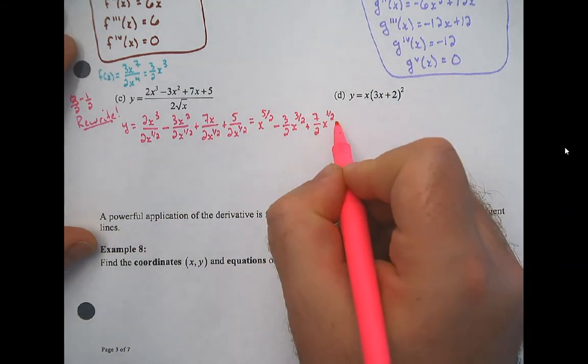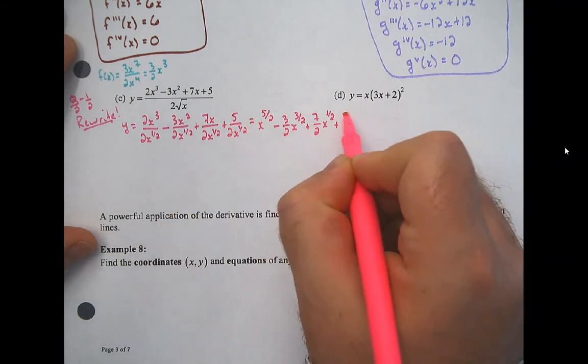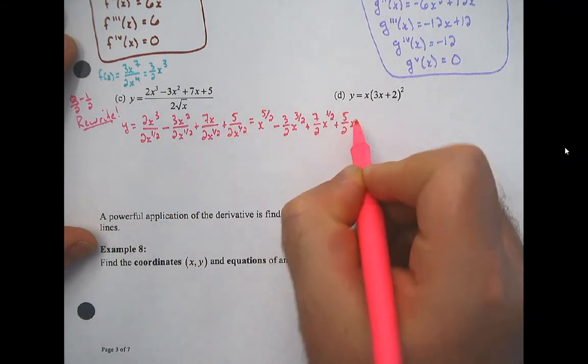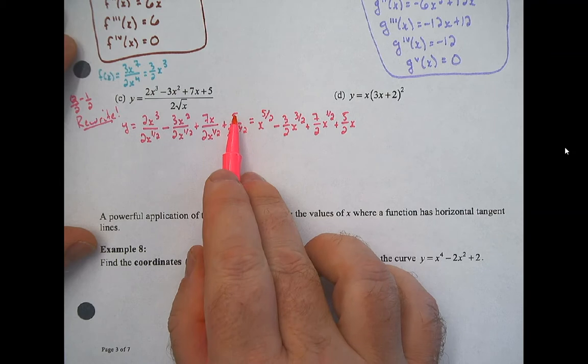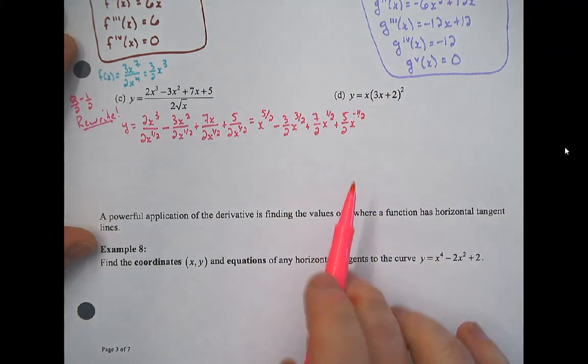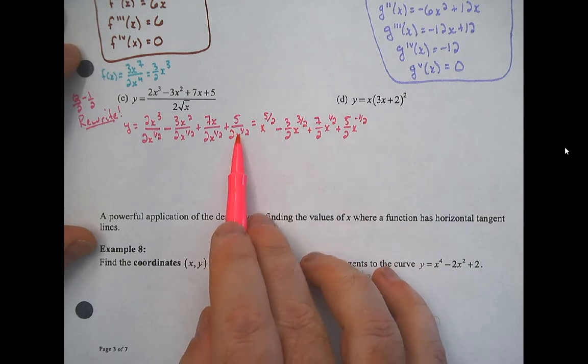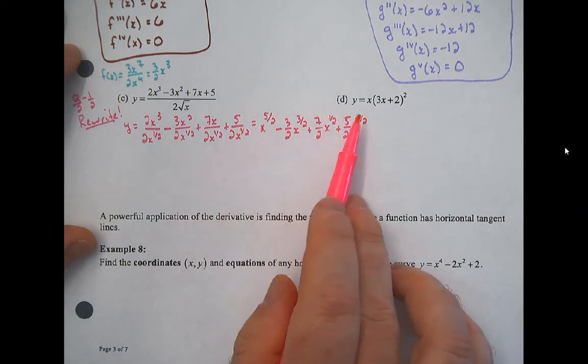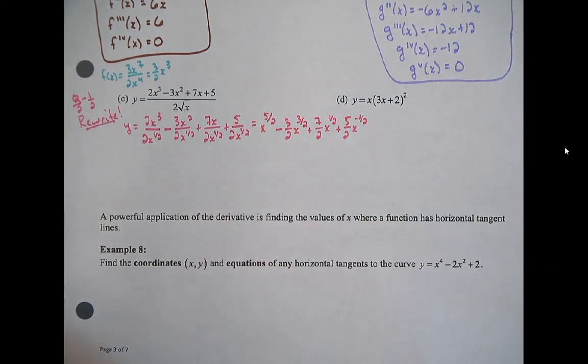And then this one's really interesting. I've got my 5 over 2, x to the, I've got no x's take away 1/2. That would be negative 1/2. Or I could think about this as taking the x to the 1/2 from the bottom and bumping it to the top, which would make it a negative. Now look, that is still y. All that work was for y.